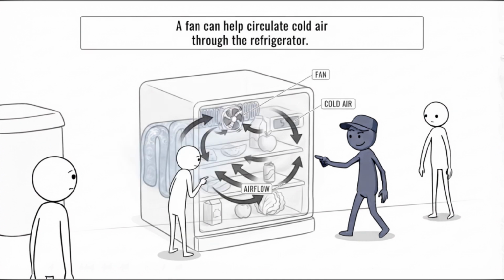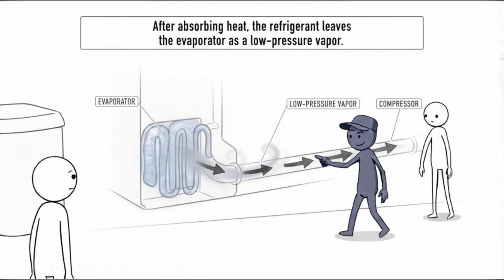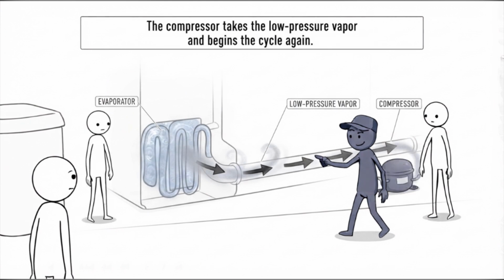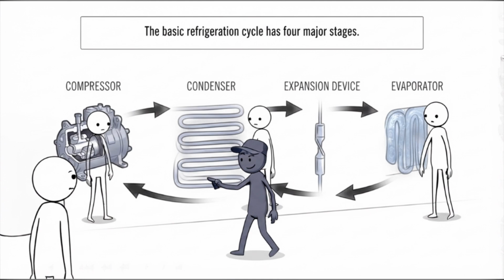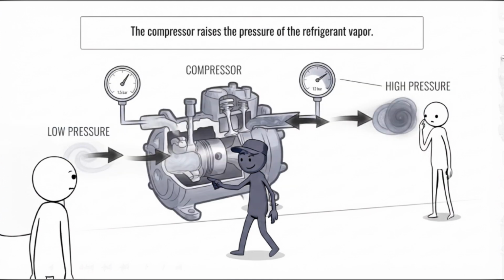A fan may help move air across the evaporator. The fan circulates the colder air through the refrigerator compartment and helps distribute the cooling more evenly. Some refrigerators use separate airflow paths for the refrigerator and freezer sections. The exact arrangement depends on the design of the appliance, but the basic principle remains the same. The evaporator absorbs heat. The refrigerant carries that heat away.